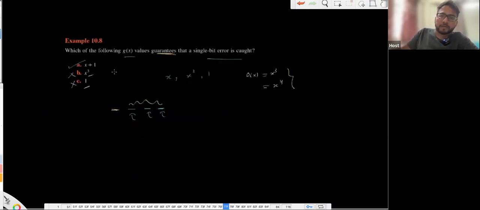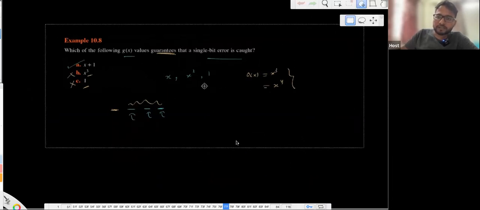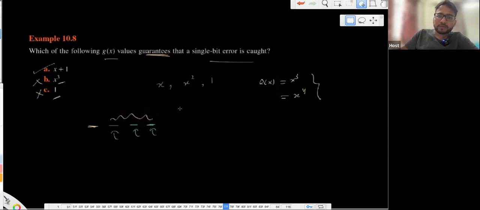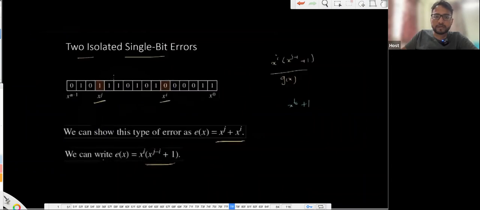Great. Now we have already done this, so I have just copied those slides. Let's try to understand this one more time. So what they're saying, this is the frozen question: which of the following g(x) values guarantees that a single bit error is caught? Anything that is having two. Okay, so anything that is having two terms, right?